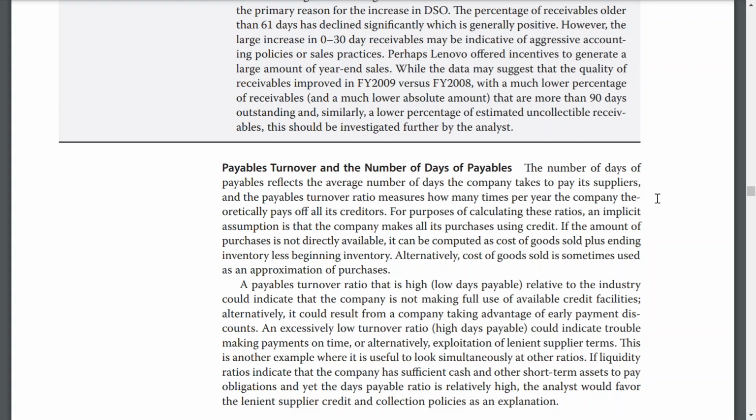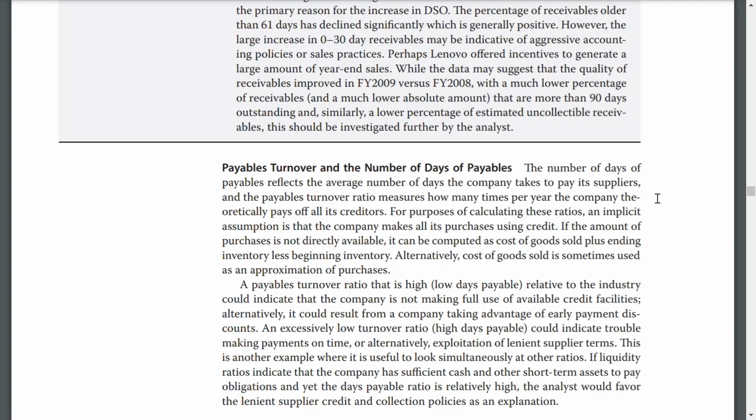If the amount of purchases is not directly available, it can be computed as cost of goods sold plus ending inventory less beginning inventory. Alternatively, cost of goods sold is sometimes used as an approximation of purchases.